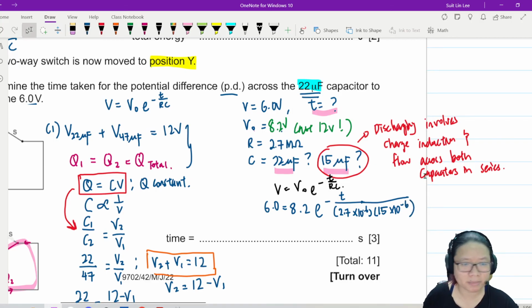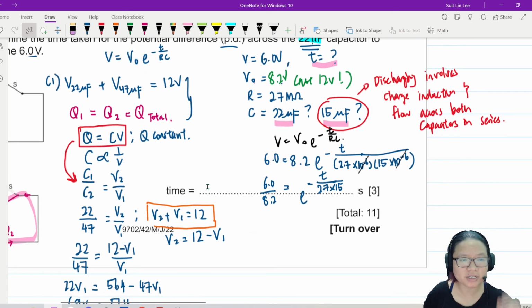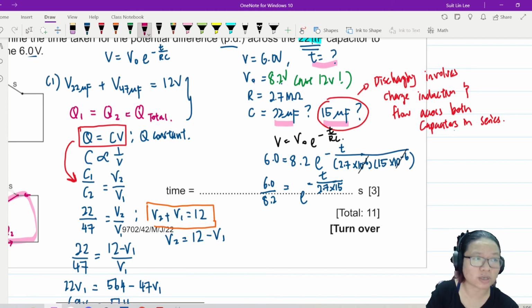Okay, mega, micro, thank goodness they cancel. 10 to the power of 6 and 10 to the power of negative 6 will go away. Alright, so I'm going to rearrange the equation a bit. This will be 6.0 over 8.2, and this is e to the power of negative t over 2.7 times 15. Okay, so how many steps you do from this point on depends on your ability to familiarize with the exponent equation. If you are not familiar with this, take your time. If you are, you can skip a few steps.